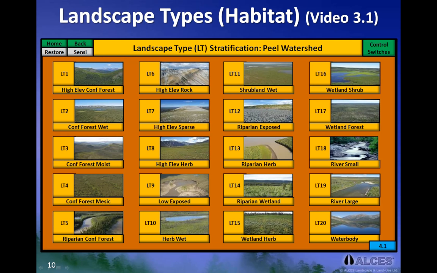In addition to estimating wildlife population characteristics, we also evaluated the quantity and quality of habitat in the study area. We used a computer mapping program called the Geographic Information System, or GIS for short, to estimate the area for each of up to 20 landscape or habitat types. We ranked the value of those habitat types for each of the wildlife species based on expert opinion and the general scientific literature. This figure shows the 20 general landscape types within the study area. For example, you can see representative pictures of high elevation coniferous forest, herbaceous wetland, wetland forest, and large rivers.